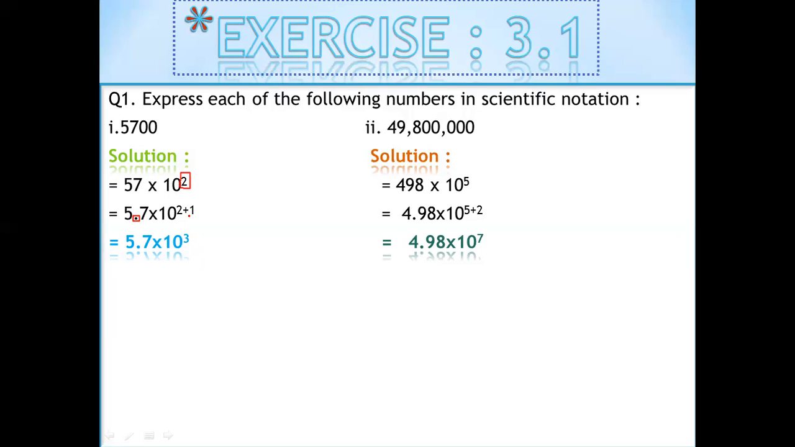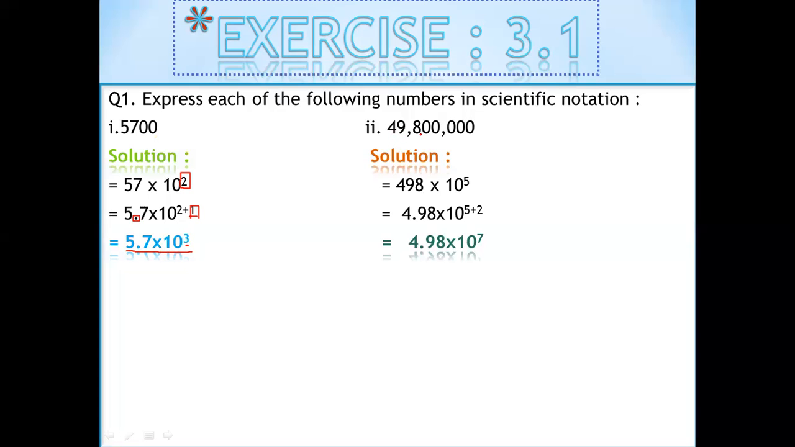The first non-zero digit is 5, so we write 5.7. And when you put the decimal in the number, always the power of 10 will increase by 1. When we add the decimal in any number, the power of 10 will increase by 1. Same, if we remove the decimal, then the power of the 10 will decrease by 1. So here we put the decimal, 5.7, so in the power I write plus 1. Scientific notation of 5700 will be 5.7 multiply 10 raised to the power 3. Now when you solve by the calculator 5.7 multiply 10 raised to the power 3, you see that your answer will become 5700.